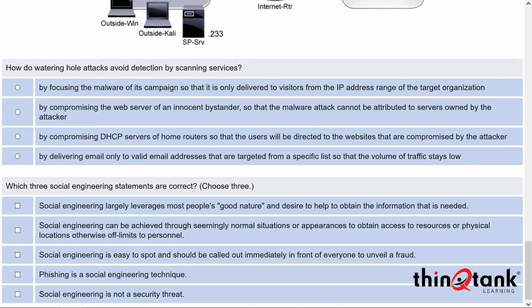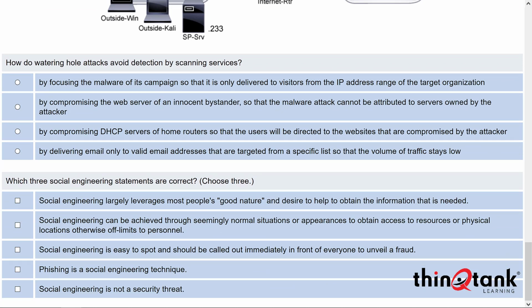All right. Now, how do watering hole attacks avoid detection by scanning devices? Let's see. By focusing the malware of its campaign so that it is only delivered to visitors from the IP address range of the target organization. Yes. So it's not a blanket attack. We're not just simply blasting this out. It is a targeted attack. And it's based on geolocation. It's based on a group of people that have a common interest, or they actually visit a common location. So that by definition is basically what a watering hole attack is.